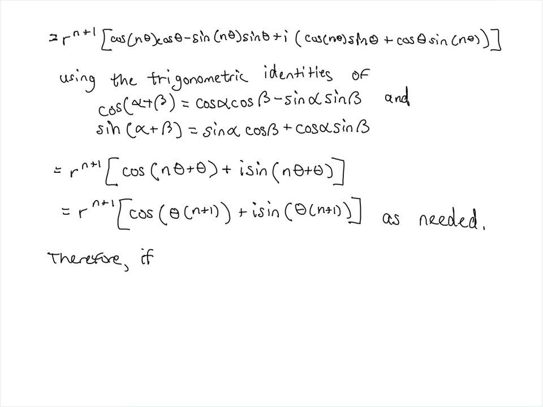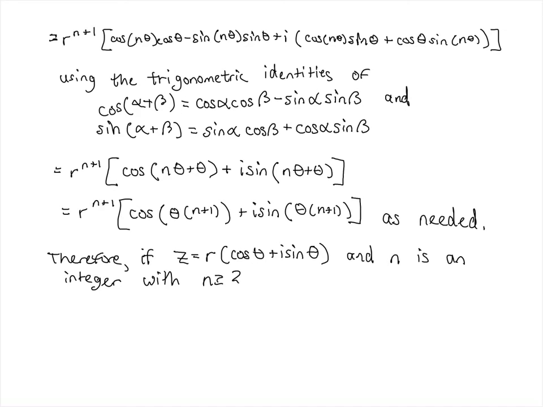So therefore, if z equals r cosine theta plus i sine of theta, and n is an integer with n greater than or equal to 2, then z to the n equals r to the n cosine of n theta plus i sine of n theta. And there we go. So that concludes that proof.